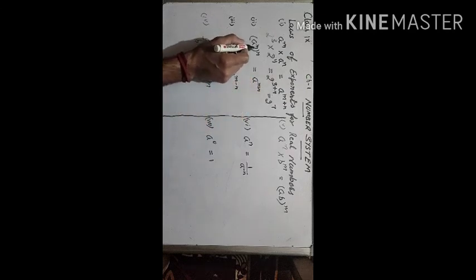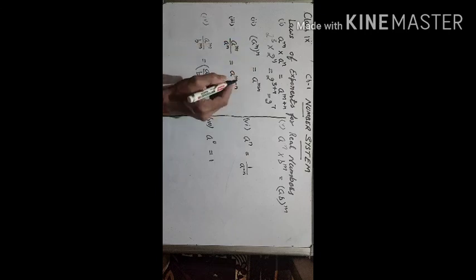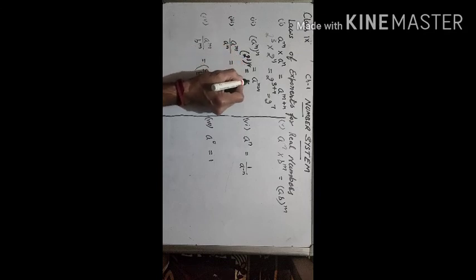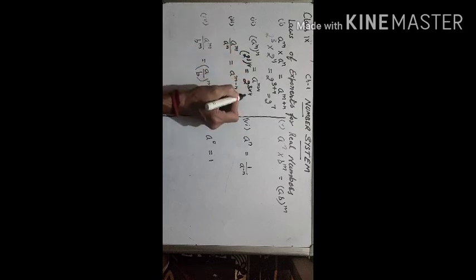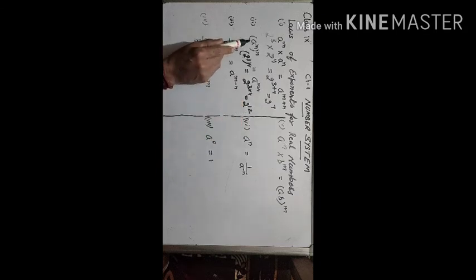Next law: a to the power m, bracket power n, that is equal to a to the power m into n. Suppose 2 to the power 3, to the power 4, that is equal to 2 to the power 3 into 4, that is 2 to the power 12. This is the second law, means a is base, power is m, then bracket, then these two powers will multiply to each other, a to the power mn.